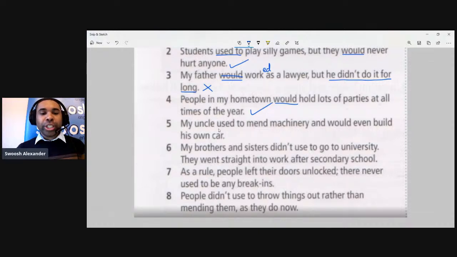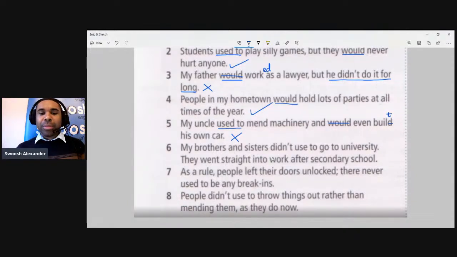So used to mend machinery is possible, isn't it? But would he even build his own car? No. It's not a routine that he keeps building his own car, that he does it regularly. This is more of a once in a lifetime type experience. So we should use the past simple. Even built his own car would be the grammatically correct way to express this sentence.